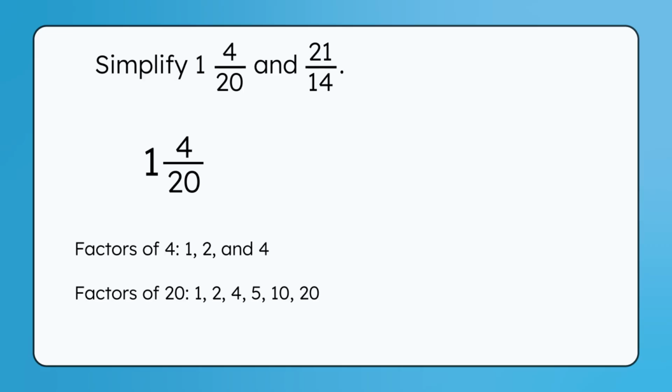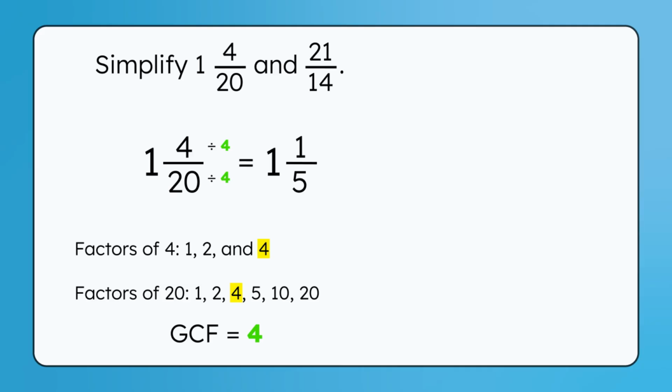To simplify the mixed number 1 4 20ths, just work with the fractional part using the same steps as before. List the factors of 4 and 20 and determine the GCF. It's 4. They also share 2, but 4 is greater. Divide the numerator and denominator by 4, and the fraction part becomes 1/5. In lowest terms, the mixed number is 1 1/5.